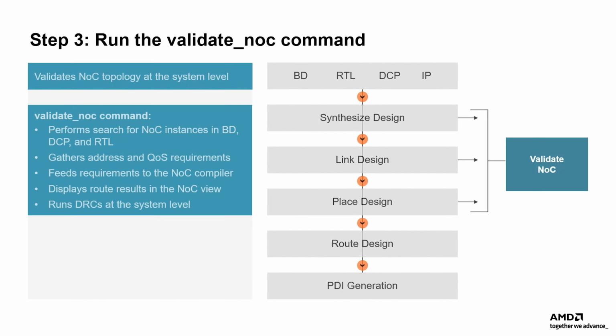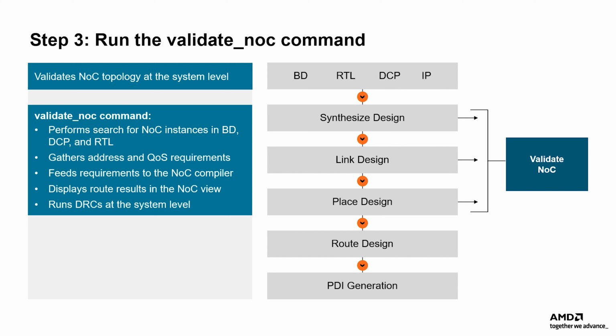The third step is to run the validate NoC command. The command does the following. Looks for various NoC instances present in the BD, DCP, EDIF, and RTL. Identifies NoC-related XDC constraints comprising of connectivity, apertures, and QoS, and passes all this information to the NoC compiler, which creates a system-level NoC solution.